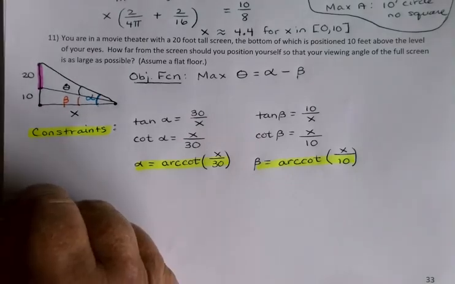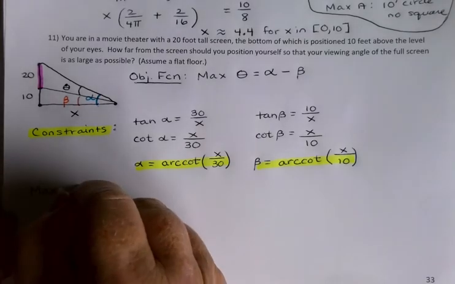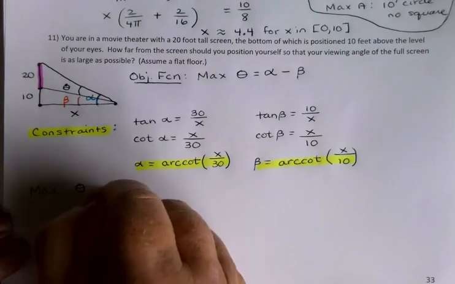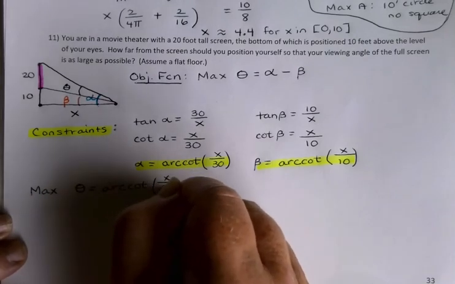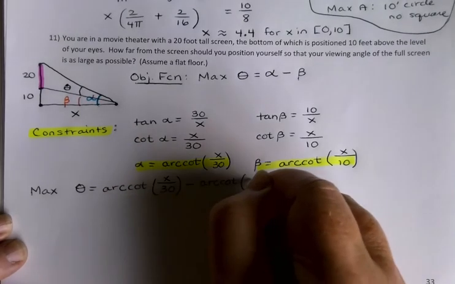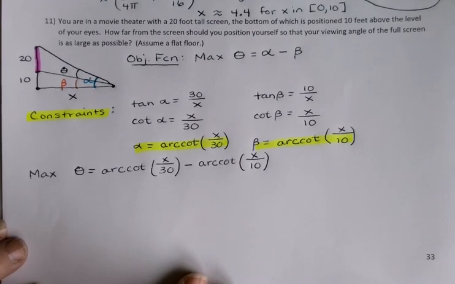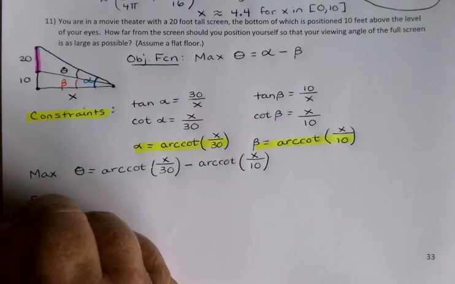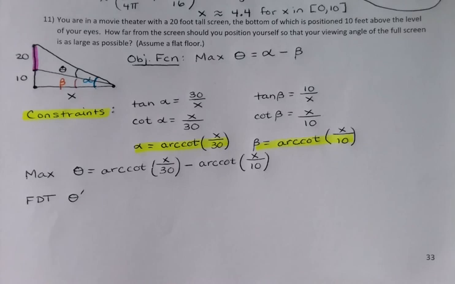So my goal is to maximize my viewing angle. So I want to find the maximum. And theta is alpha, so arc cotangent x over 30, minus beta, arc cotangent x over 10. All right, I'm ready for my first derivative test. The derivative of theta, and we are going to need the arc cotangent derivative, which probably isn't one that most of us have memorized, so let's grab our list of derivatives.